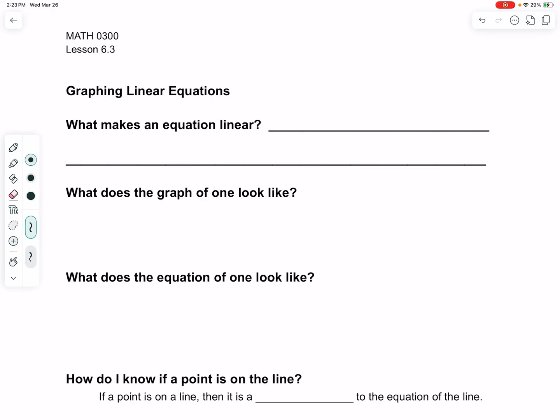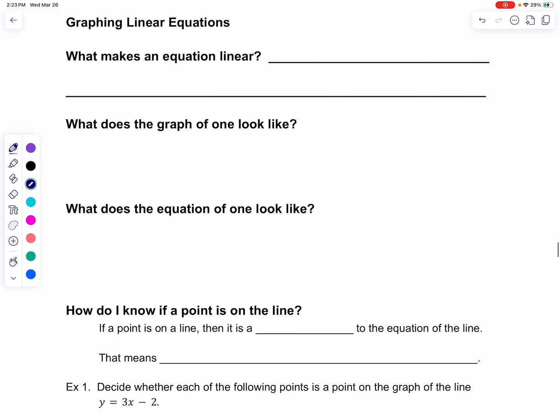In this lesson, we are going to take a look at graphing linear equations. But before we can know what to do with them and learn about how to use them, we have to know what they look like. So the first question we have to answer is, what makes an equation linear? An equation is linear if we can check two boxes.